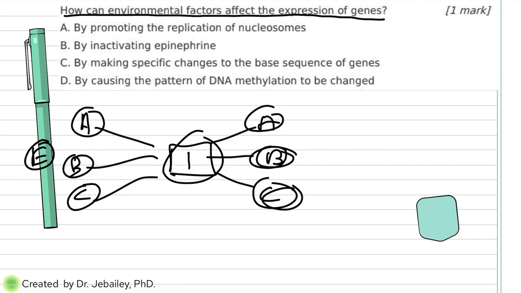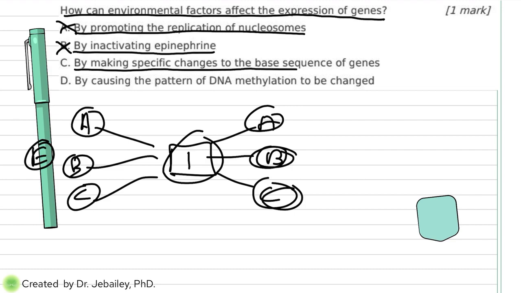So here we have to see which one causes more. By promoting the replication of nucleosomes? No, it doesn't have to do with nucleosomes at all. By inactivating the epinephrine, it has nothing to do with shutting off when you're expressing. By making specific changes to the base sequence of the genes, that would have caused the mutation. So the environment can't cause mutation, but that's rare. That wouldn't be a way of expressing. It would be more of a problem.